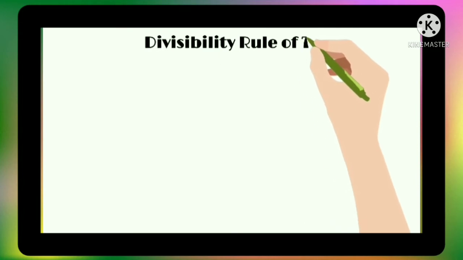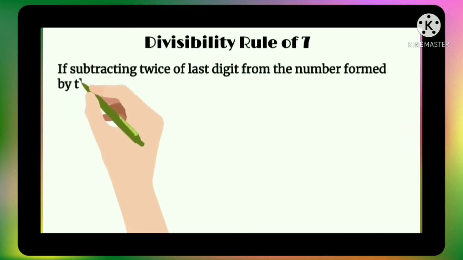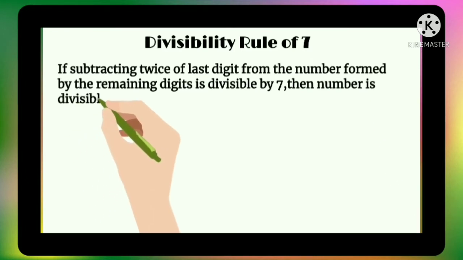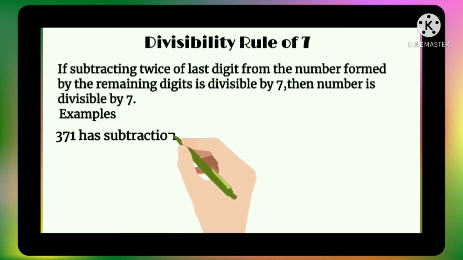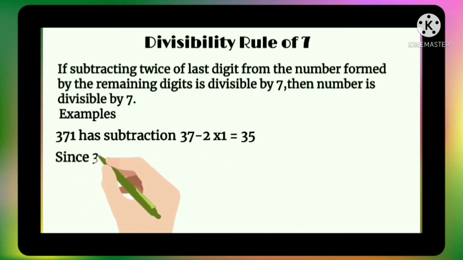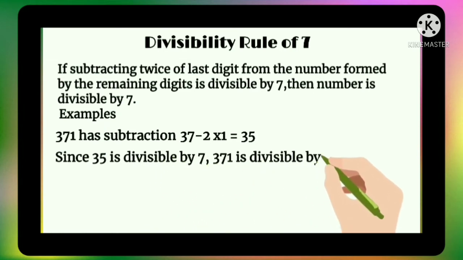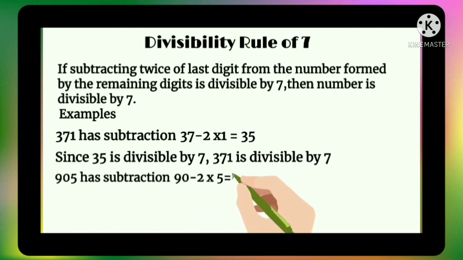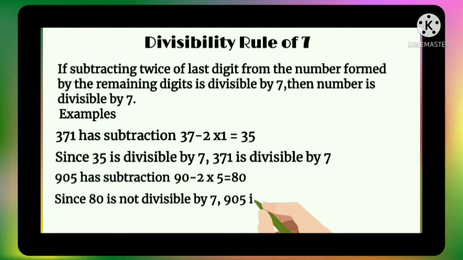Divisibility rule of 7. If subtracting twice the last digit from the number formed by the remaining digits gives a result divisible by 7, then the number is divisible by 7. For example, 371 has subtraction 37 minus 2 is equal to 35. Since 35 is divisible by 7, 371 is divisible by 7. 905 has subtraction 90 minus 10 is equal to 80. Since 80 is not divisible by 7, 905 is not divisible by 7.